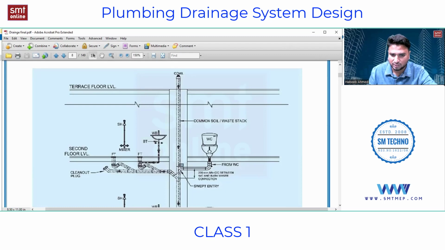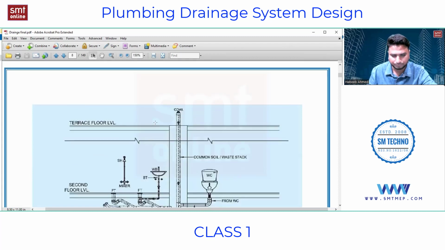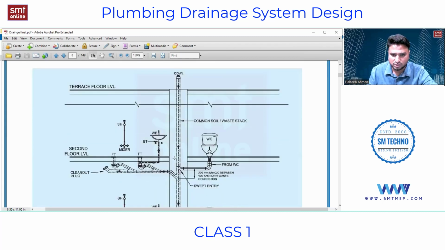If you can see here, till here it is carrying the water, and here it is the drain, and this is the topmost floor, because after this there are no floors. Here they are saying this is a terrace floor level. Okay. So from here, this much of the stack is acting as a ventilation pipe. That means it is exhausting the gases into the atmosphere. True, everyone? Yes or no?